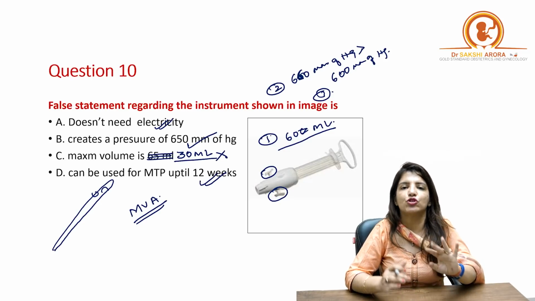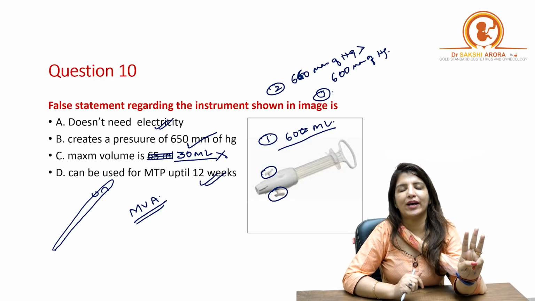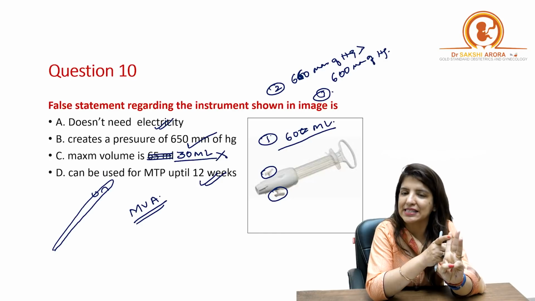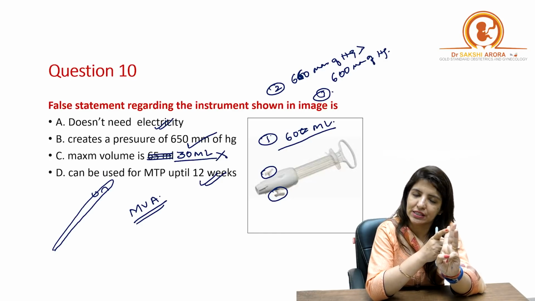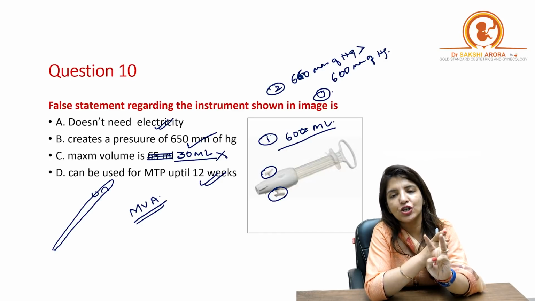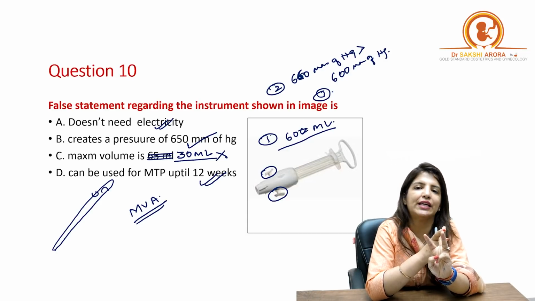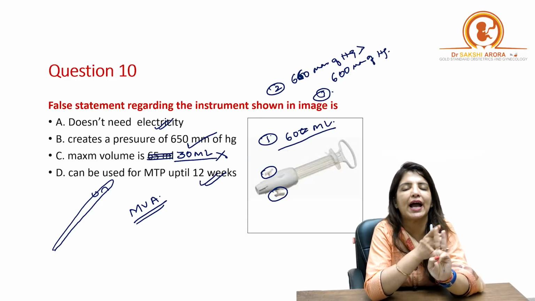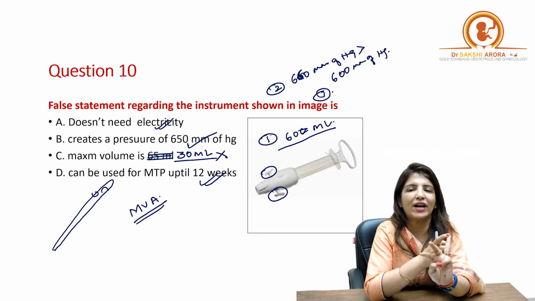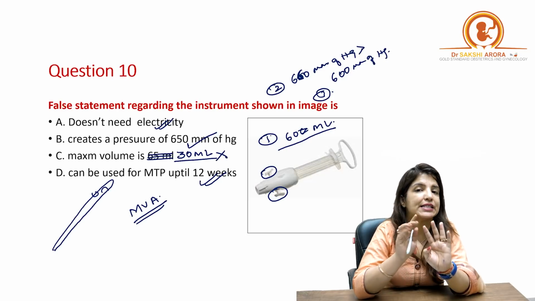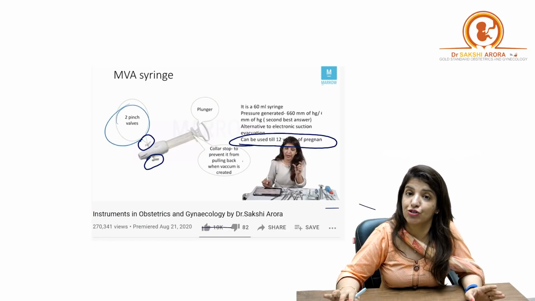So you all have to remember three things about manual vacuum aspiration syringe: the capacity is 60 ml or 65 ml. Its pressure is 660 millimeters of mercury. If that's not given, then it is 600 millimeters of mercury. And by using manual vacuum aspiration syringe, MTP can be done up till 12 weeks. It doesn't need any electricity.